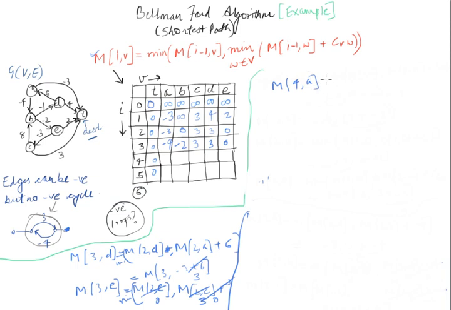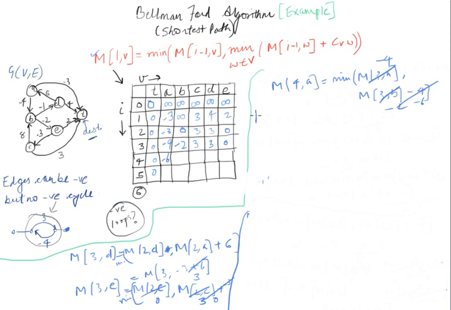Okay, M4A is equal to the minimum of M3A, or A is connected to B, M3B plus distance AB, which is minus 4. This is M3A is minus 4, M3B is minus 2, so minus 4 and minus 6. Minus 4 and minus 6, the minimum is minus 6. So I write down minus 6 here.